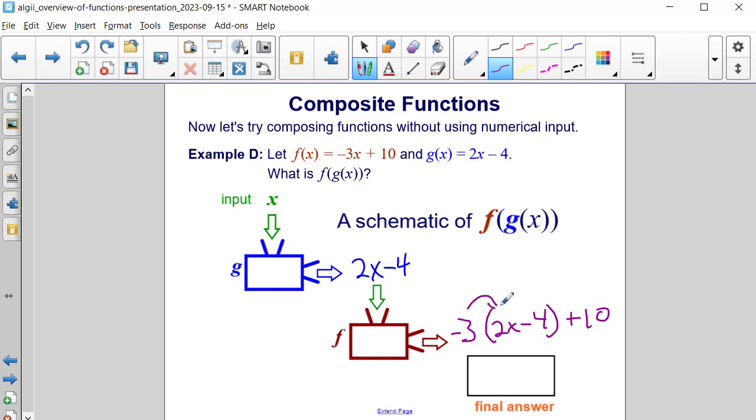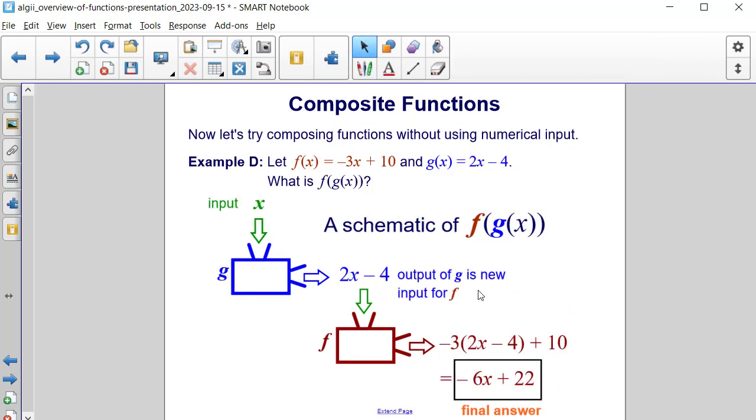So we now need to distribute this -3 to both terms. So we'll have -6x plus 12 plus 10, and we can combine our two like terms to get as a final answer -6x plus 22. And here's the solution explained and worked out, and it does match the work that was given when we worked the problem out ourselves, with the final answer being -6 times x plus 22.